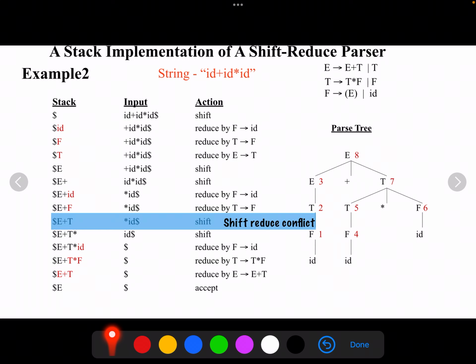In a similar way, there can be more than two productions which are getting matched. In that case, we obtain a reduce reduce conflict. So that is the example of both kinds of conflicts.